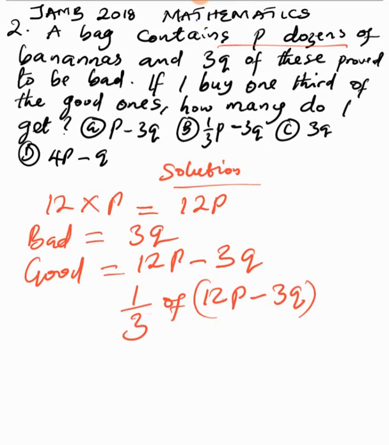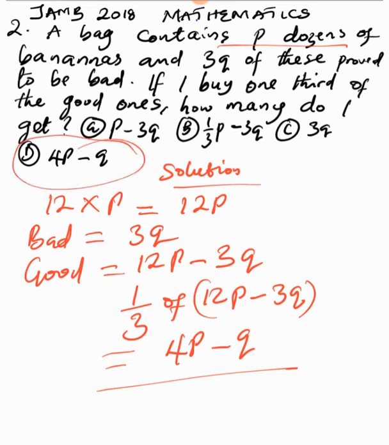So 12P divided by 3, we are going to have 4P. Minus 3Q divided by 3, we are going to have Q. Therefore, 1/3 of the good ones will be 4P minus Q. And this is option D. So option D, 4P minus Q, is the correct option.